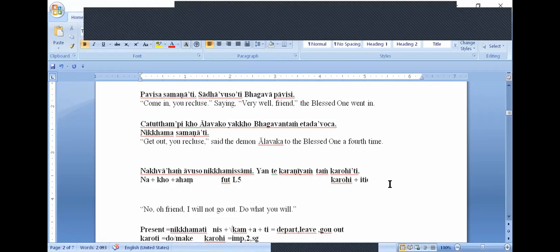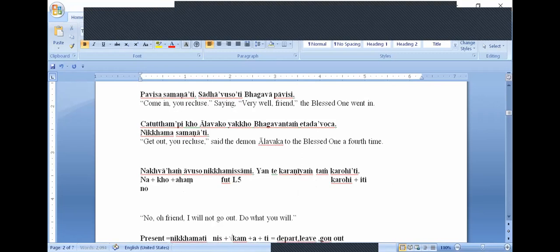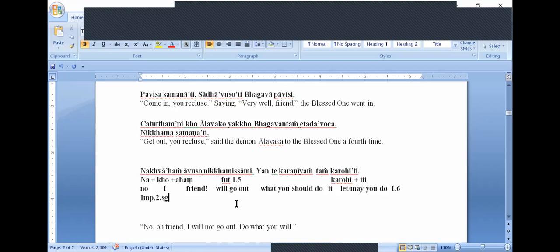So here let's say we go forward. No, kho, I also, friend, will go out. Yaṃ is what you should, maybe karaṇīya, should do. Okay, taṃ is that. Let, or may you do. Okay? Whatever you should do, you do whatever you should do. Alright? So here is this karohi, you see here. It's a command here. The Buddha said, you may do whatever you should do. Right? So you see this is also in the imperative mode. So this is also covering lesson 6, yeah. Imperative. Imperative, second person singular. Okay.